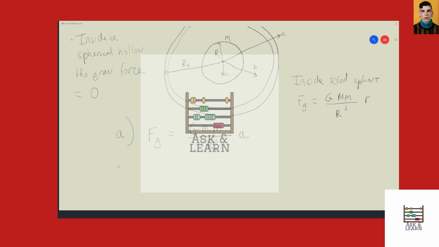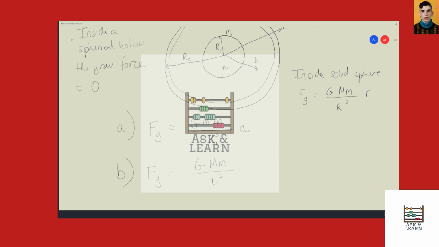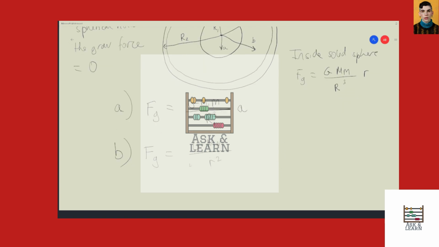For B, this time we're outside the sphere, so our gravitational force is going to be the standard G M m over r squared. This is very standard, so r squared in this case will be B, so this is just G times m1 times m over b squared. That's very simple. And remember, we have no gravitational effects from the spherical shell, so we don't need to worry about that.